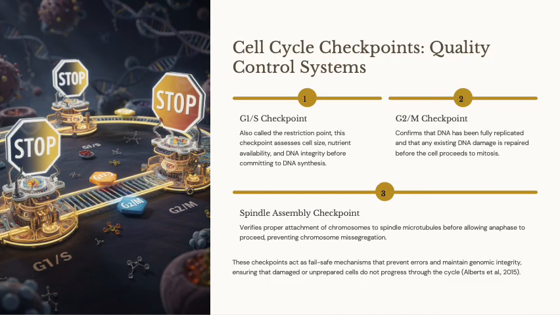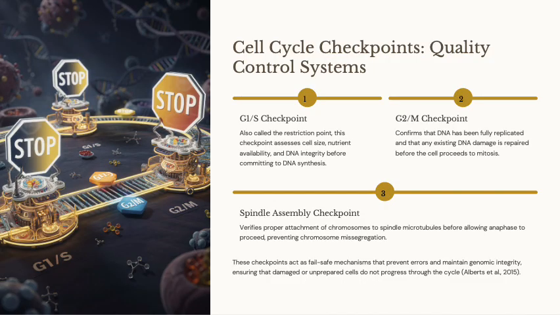They monitor factors such as DNA integrity, cell size, nutrient availability, and chromosome attachment. If a problem is detected, checkpoint activation can pause the cell cycle to allow time for repair. If damage is severe and cannot be corrected, the cell may undergo programmed cell death, or apoptosis. The three major checkpoints are the G1/S checkpoint, the G2/M checkpoint, and the spindle assembly checkpoint.